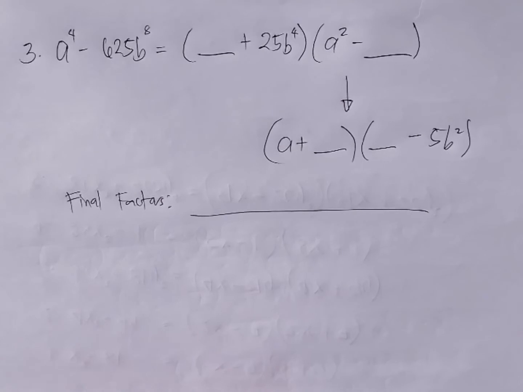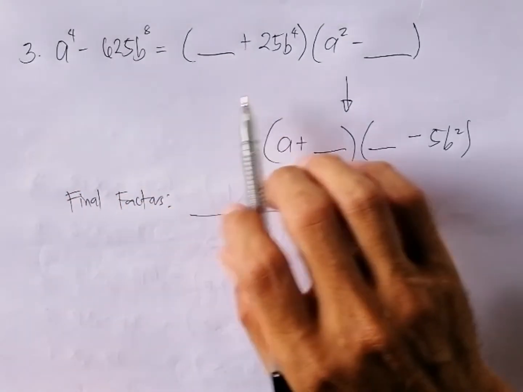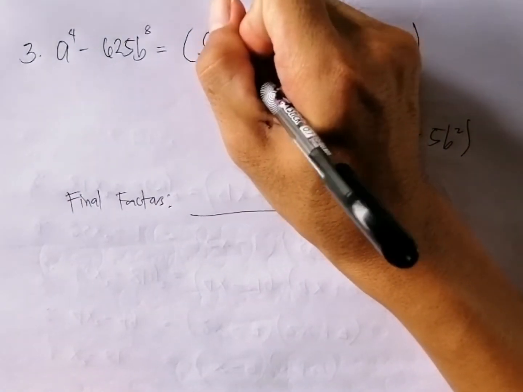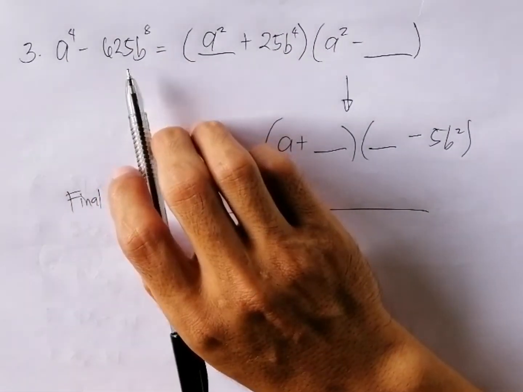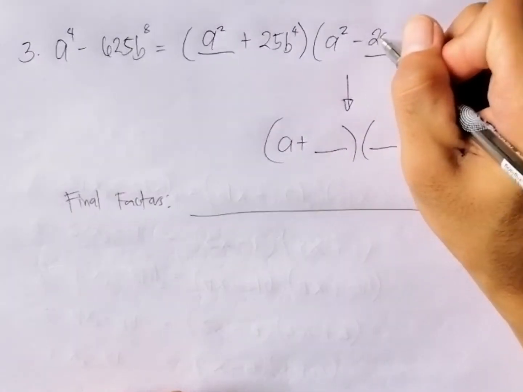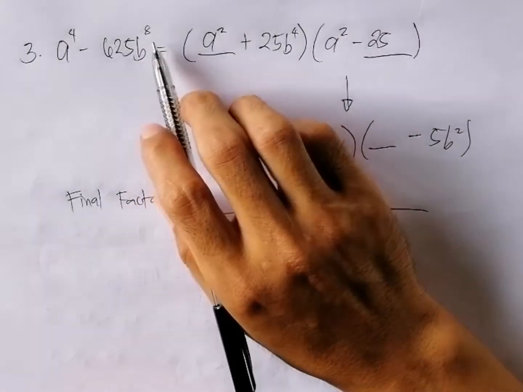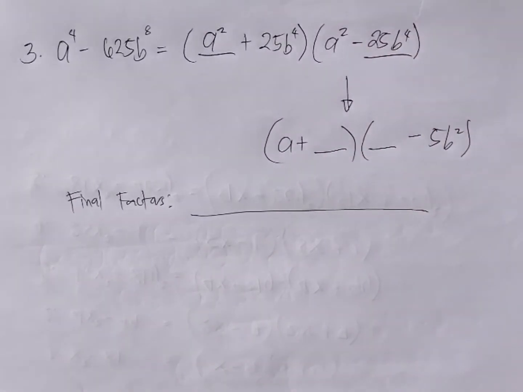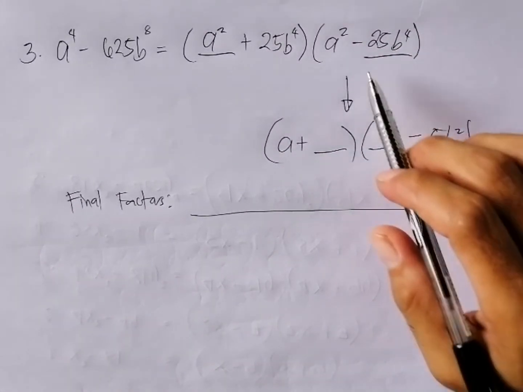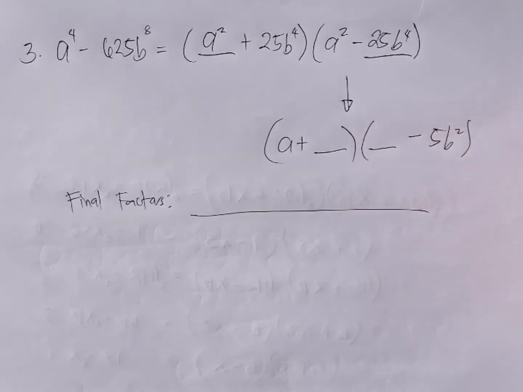Number 3, a raised to 4 divided by a squared, that is a squared. Then 625 divided by 25, that is 25. Then b raised to 8 divided by b raised to 4, that is b raised to 4. Next, find the difference of these two binomial. This binomial rather.